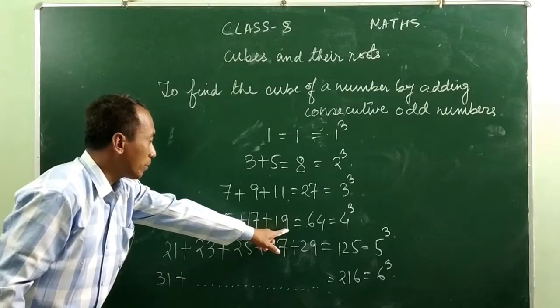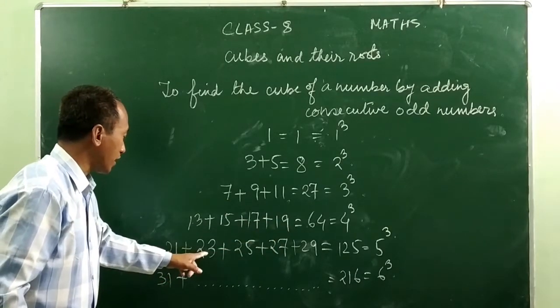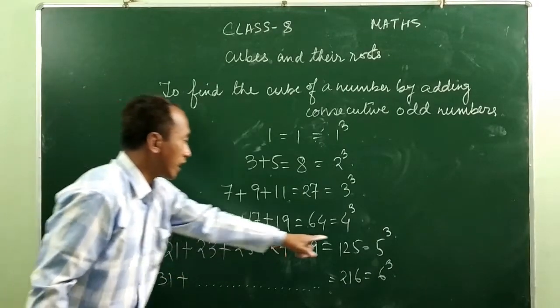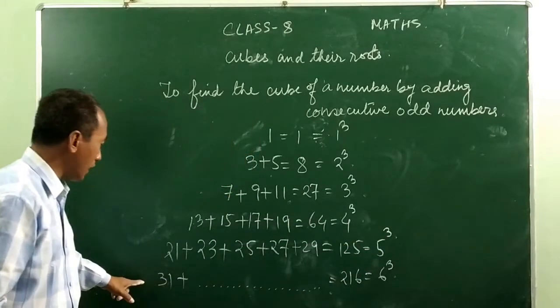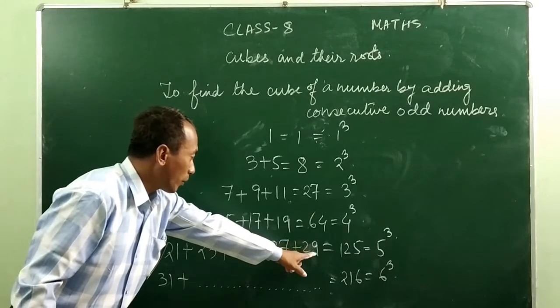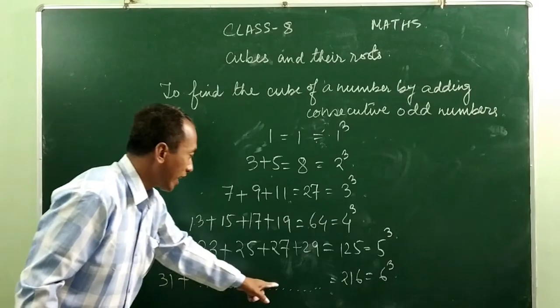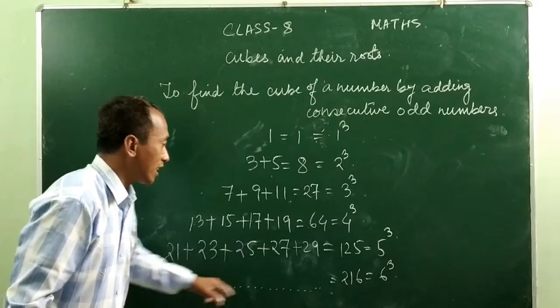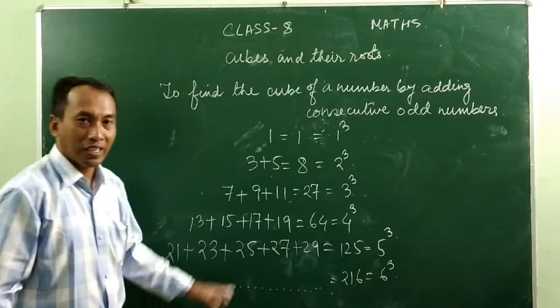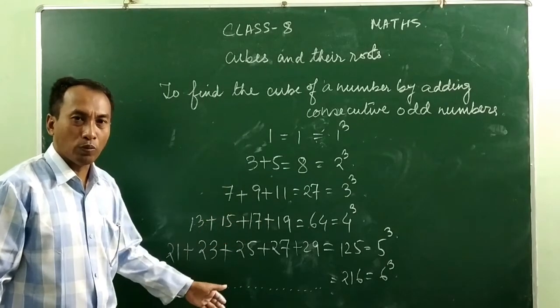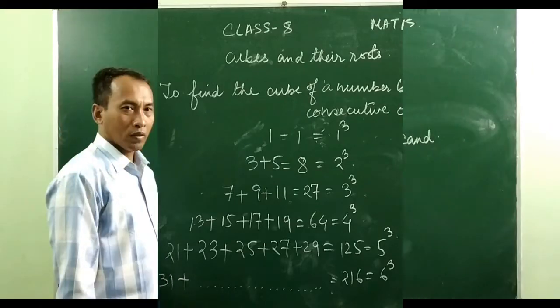The consecutive odd numbers after 19 are 21, 23, 25, 27, 29. We are adding 5 numbers, so here it is 5 cube. Likewise, the next consecutive odd number after 29 is 31. Then you find the next ones, add 6 of them, and you will get 6 cube. In that way, you can do it for 7 cube, 8 cube, 9 cube, and so on.